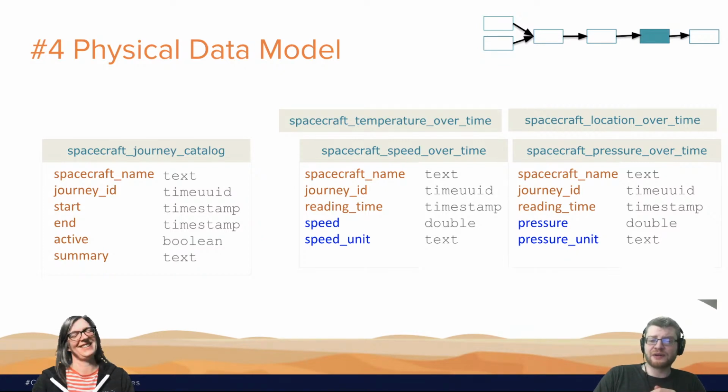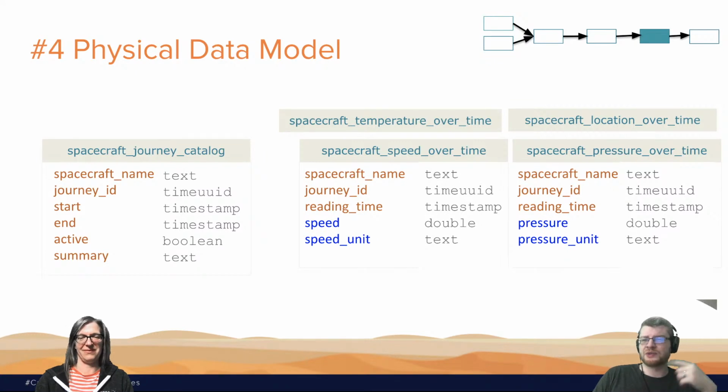Same sort of thing for the sensor tables. Again, I'm only going to cover one of them because they're all essentially the same table, just with a different thing, the pressure versus speed versus location, contained within them. So there we have spacecraft name, which of course again is text. We have a journey ID, which again is that time UUID. Notice both of those values are actually stored in the spacecraft journey catalog. That's an interesting point, and we're not going to get too deep into that either, but for now, understand that we're not doing any joining.